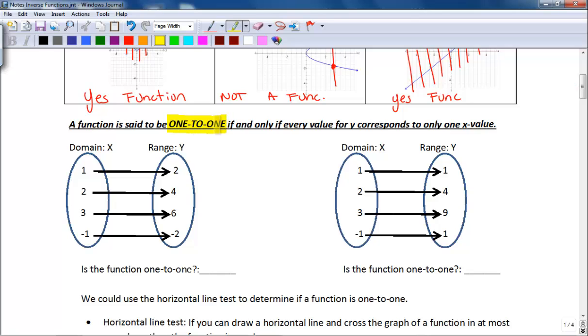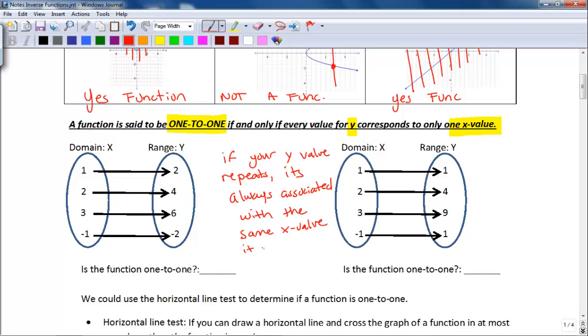A one-to-one function is a function, so it's already a function, it already passes that vertical line test, where every value of y corresponds to only one value of x. So here you think of it as if your y value repeats, it's always associated with the same x value it was before. We already know each x only corresponds to one y, but now each y has to correspond to one x, so 1 to 1. So you can only have distinct ordered pairs.